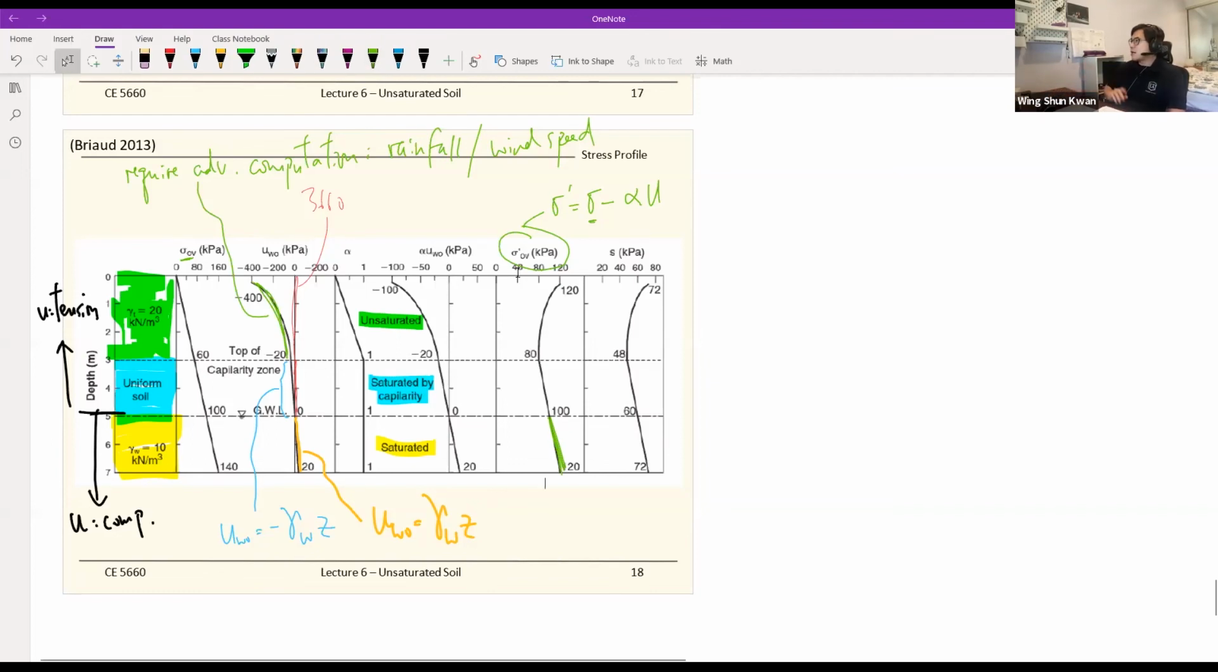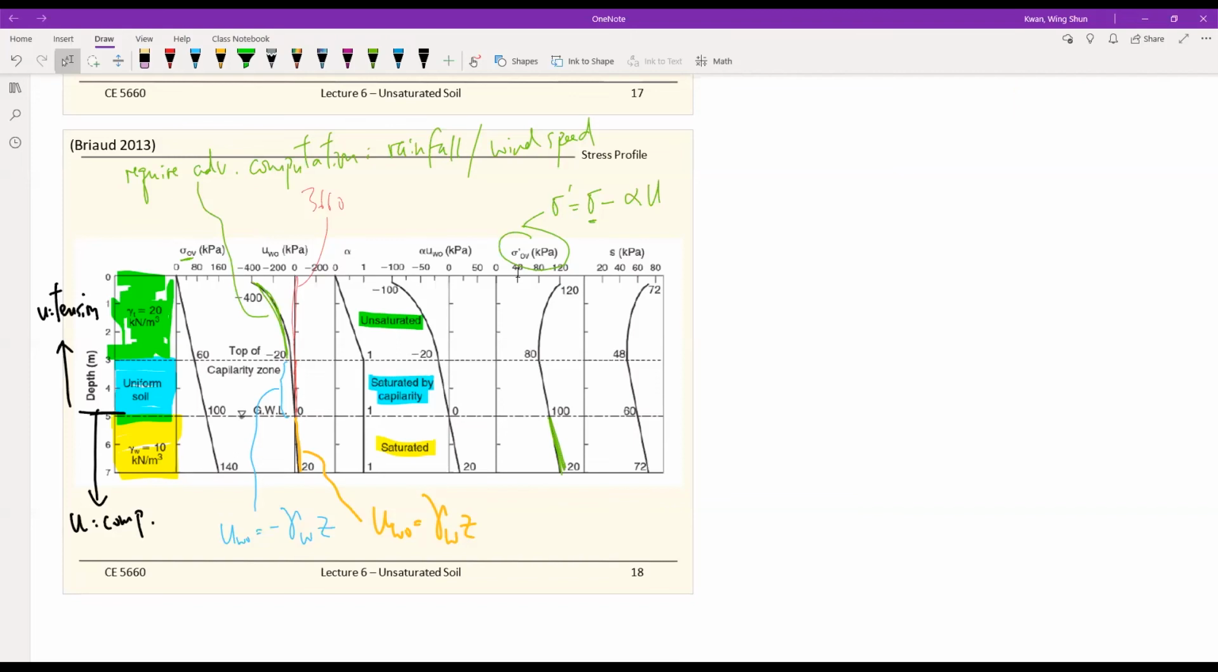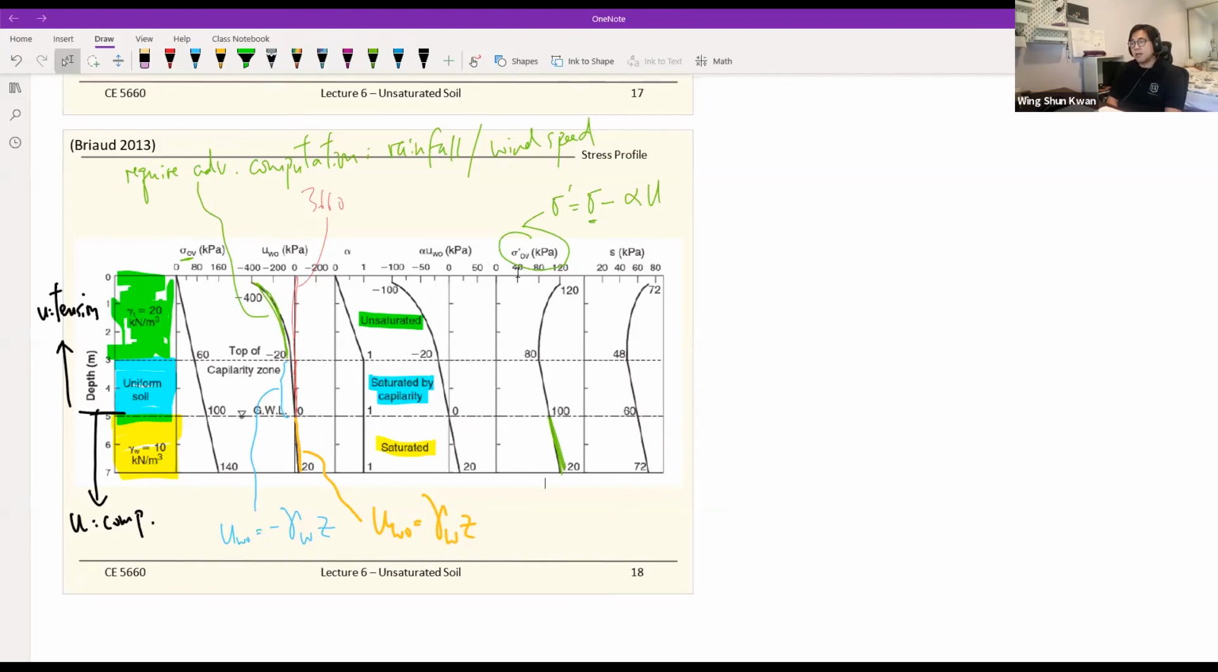So any questions on how to get this soil profile? Did I mention exams about this one? Did you get any questions on this one? Professor, you mentioned that you needed a computation from rain. So with that, I will conclude our very last lecture on unsaturated soil mechanics. Any more questions?